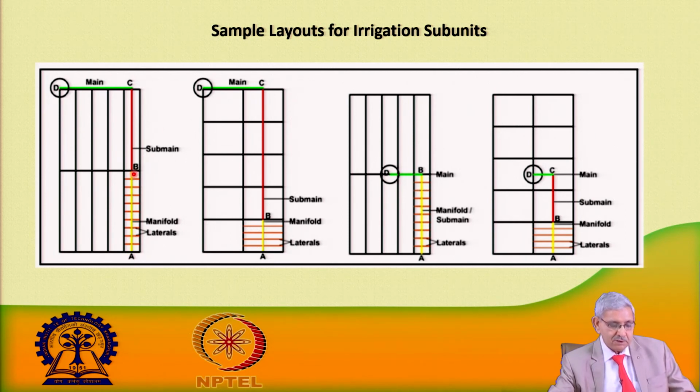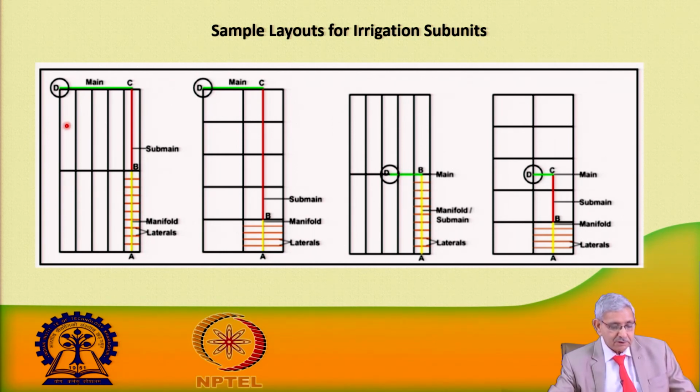So, from D to C there is the main pipeline, from C to B there is a sub main pipeline, and from B to A there is a manifold, and on this manifold the laterals are attached.